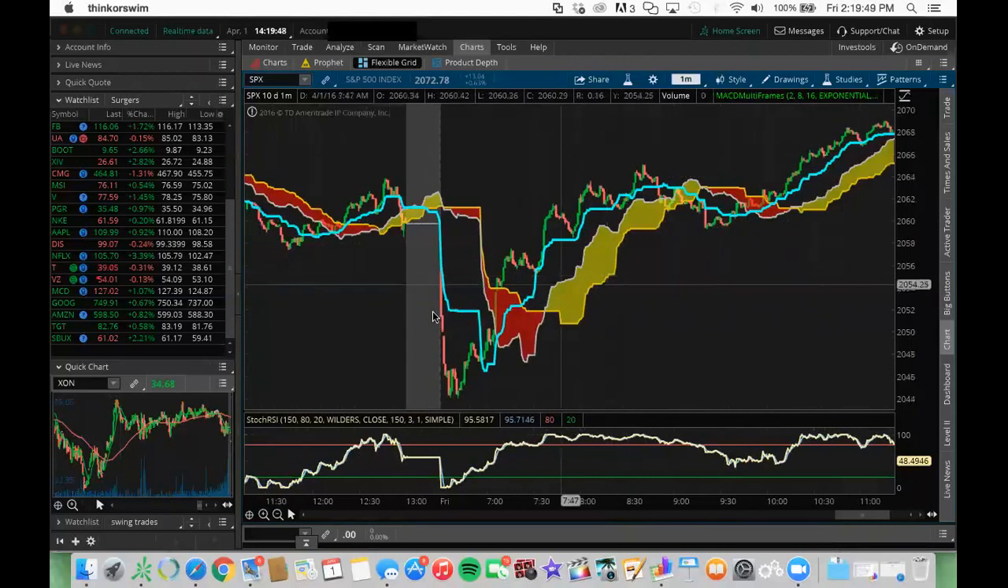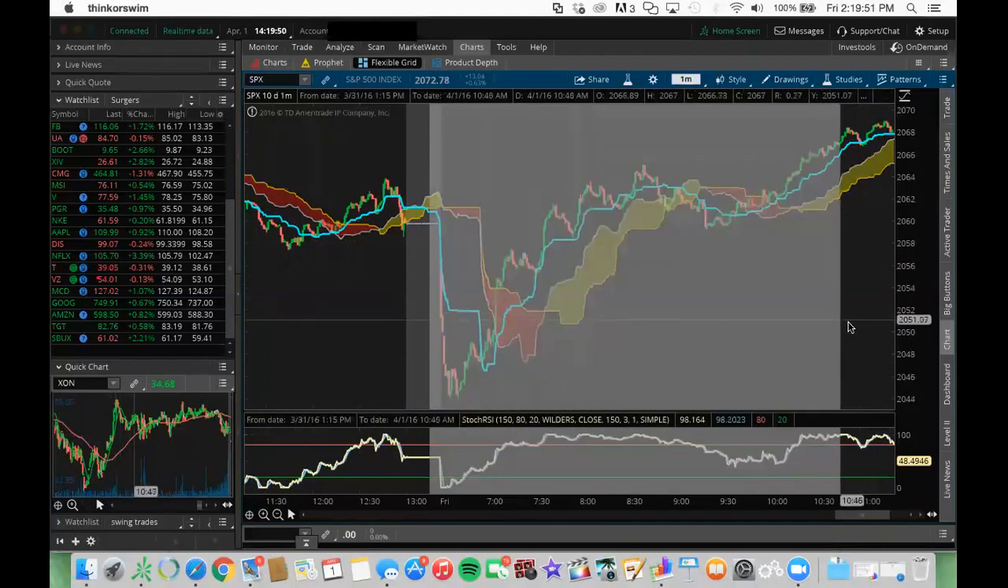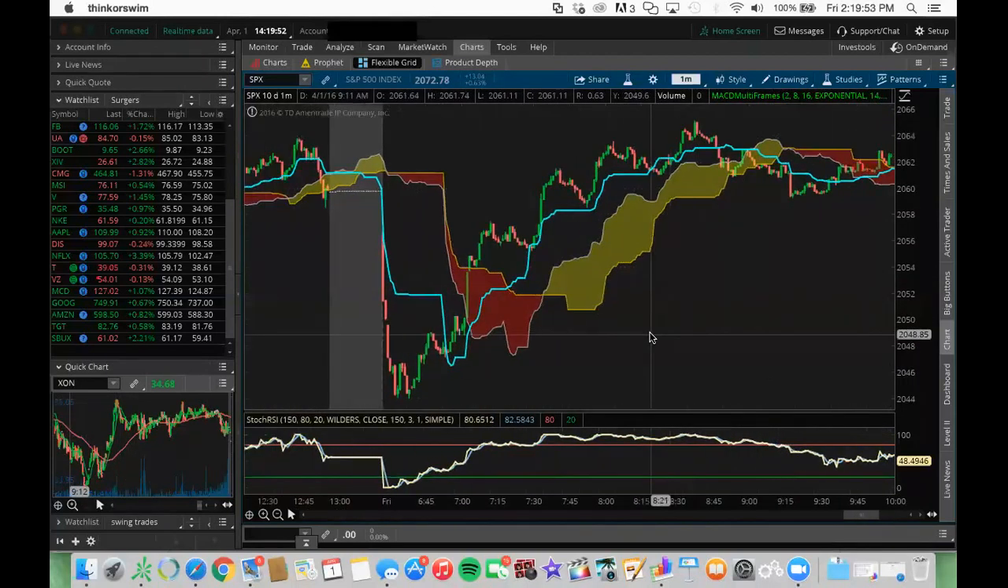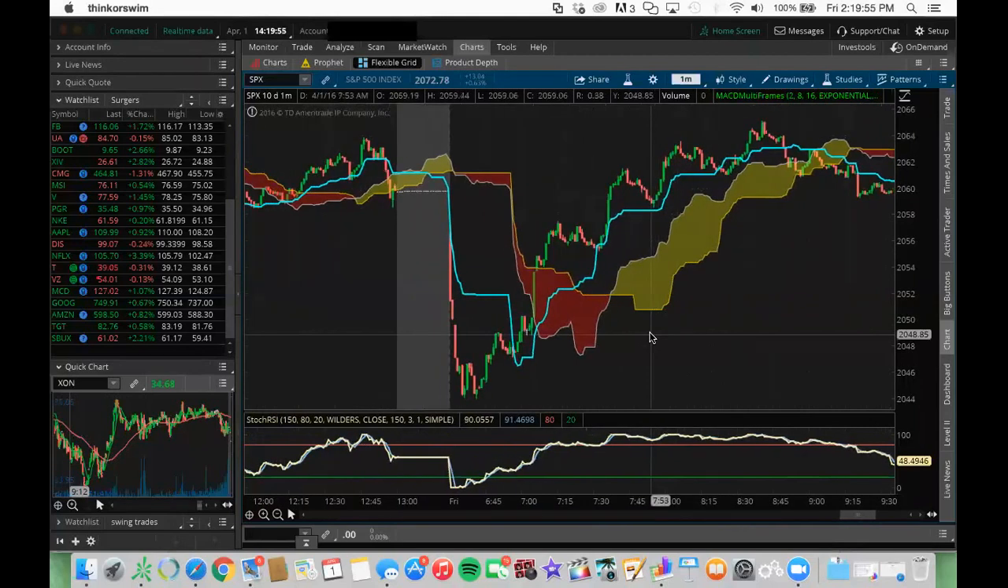So the first time you can enter, if you want to be a little bit aggressive, is the first time it breaks into the cloud. That's the aggressive entry. If you see it dipping here and you really want to get in and it breaks into the cloud for the first time, well, I guess breaking the Kijun is your first sign. But then you can see up here it gets kind of choppy with just the Kijun. Those are a lot of false signals.